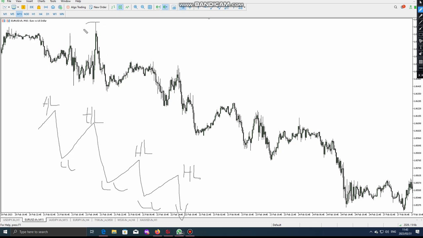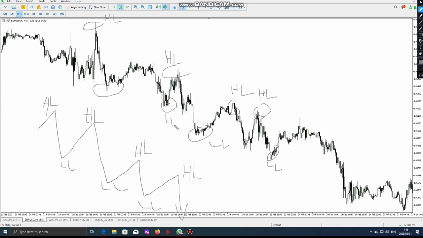Here's what I'm trying to say. Here it is. Isn't this a higher low? Higher low, higher low, higher low. Okay, then these are lower lows, lower lows, lower lows.